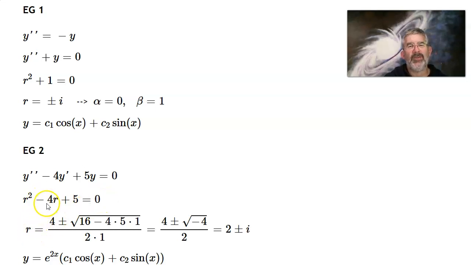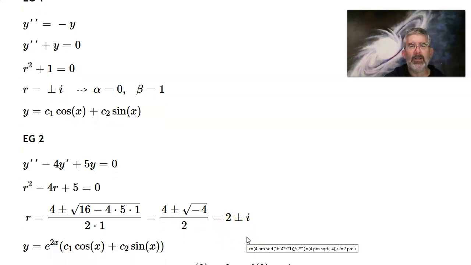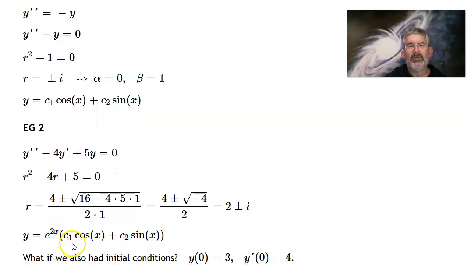Solve. So the negative b plus or minus the square root of b squared minus 4ac, all over 2a, looks like this, which then becomes that. You've got a square root of minus 4, which is 2i. So you've got 4 plus or minus 2i over 2, and the 2 divides into everything here, giving you 2 plus or minus i. So the alpha here is 2, and the beta is 1, looking like e to the 2x times the quantity c1 cos x plus c2 sine x.